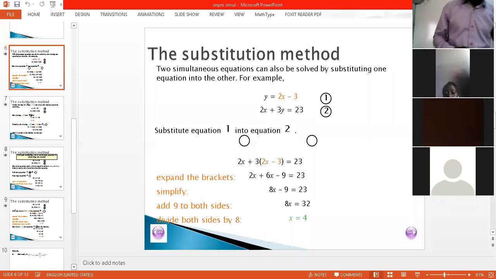Okay, you expand the bracket, you open it up, and you get the second line of the equation: 2x plus 6x minus 9 is equal to 23. Then you collect like terms, 2x plus 6x, that will give you 8x minus 9 equals 23. Then you deal with the negative 9, you can take it to the other side and it will become positive, or you add 9 to both sides. Whichever way, you will get 8x equals 32. When you have that, you divide both sides by 8. Then your x will be 4.